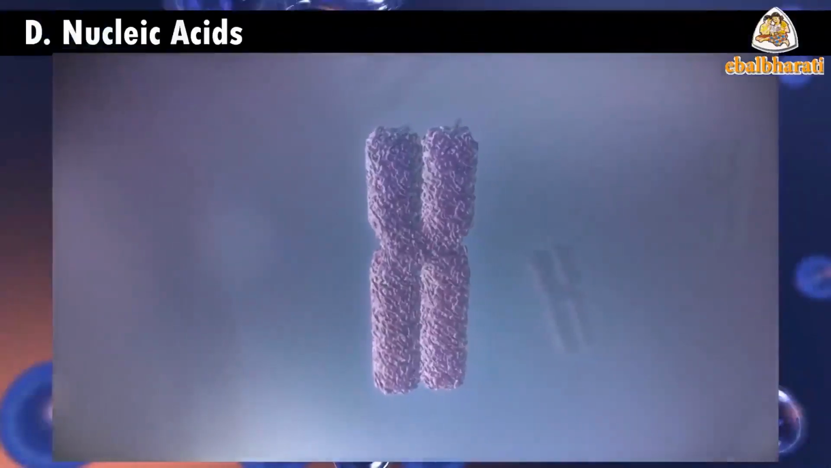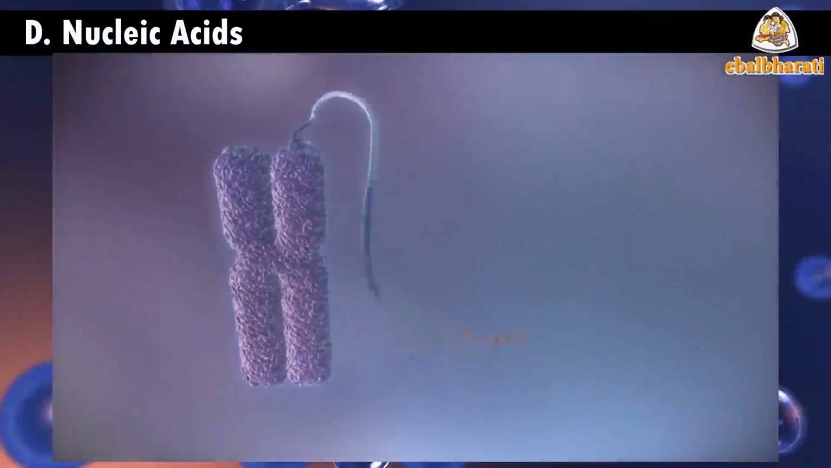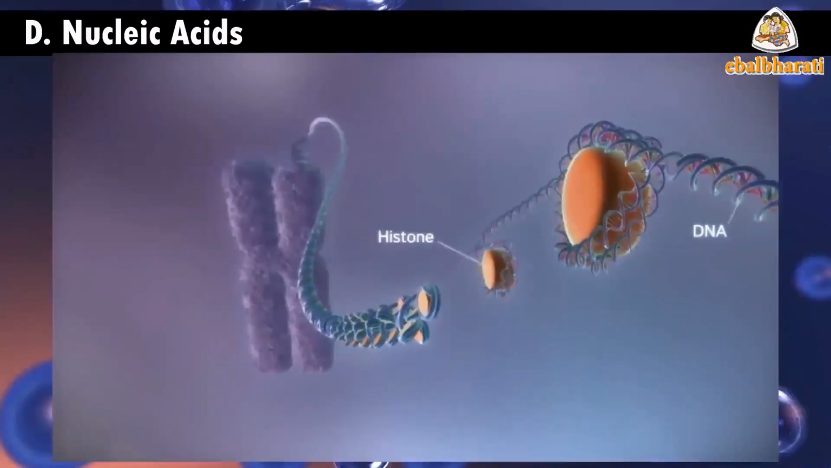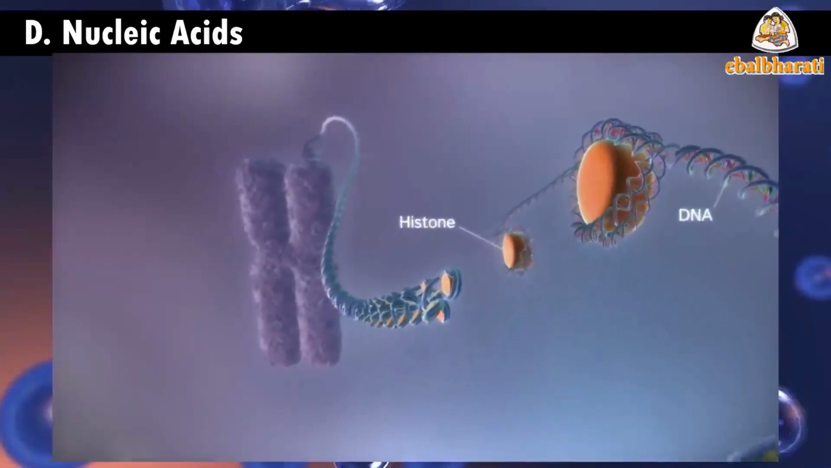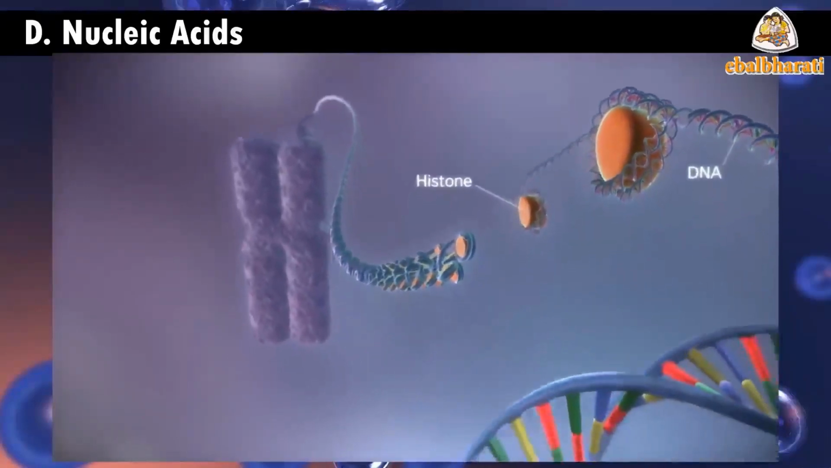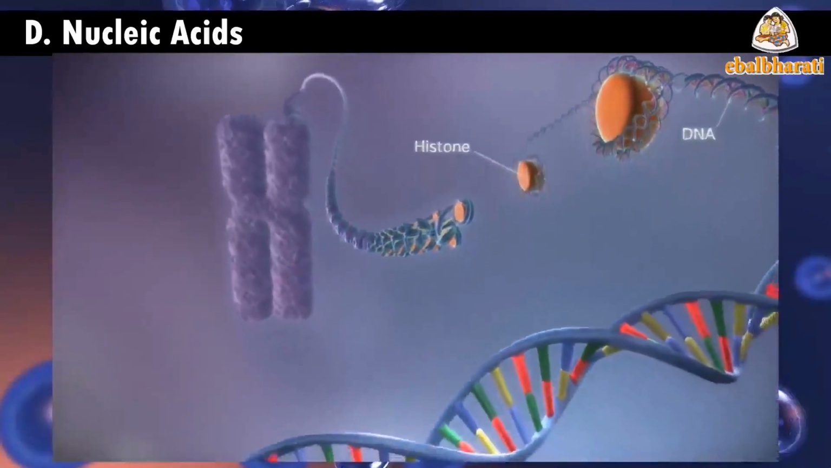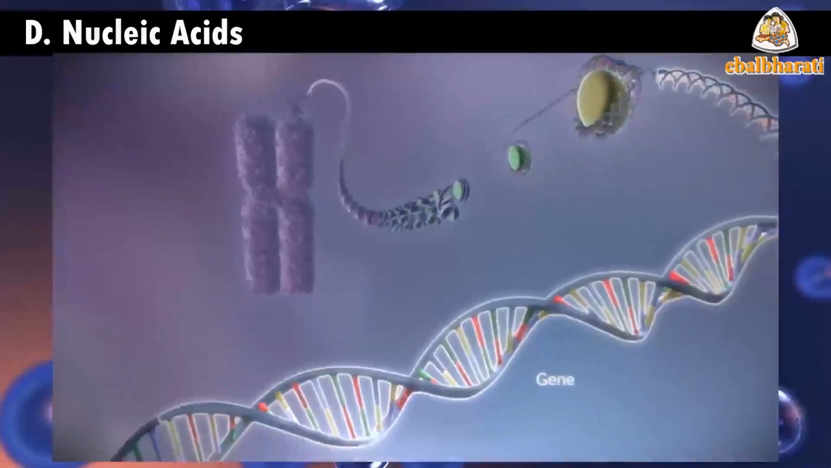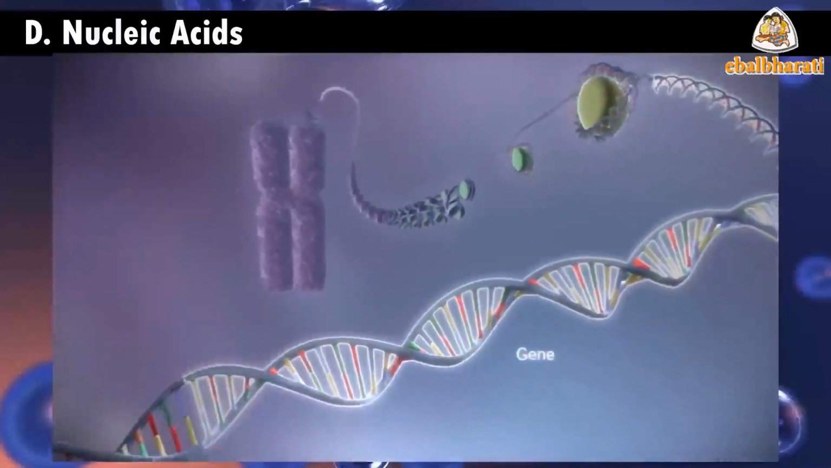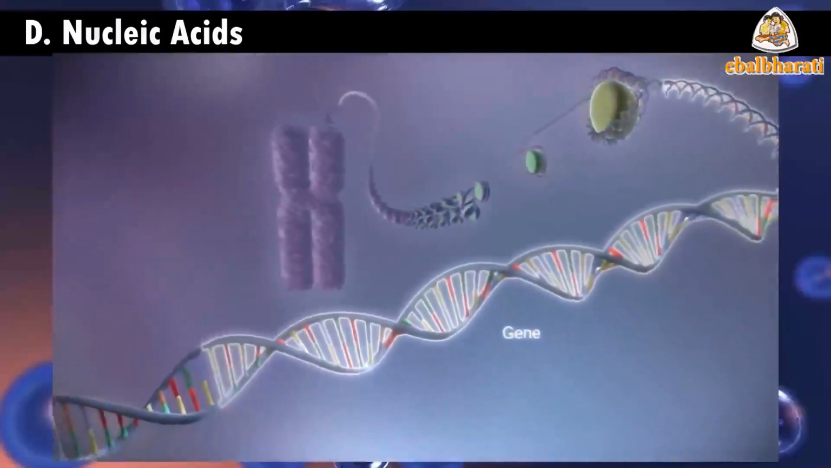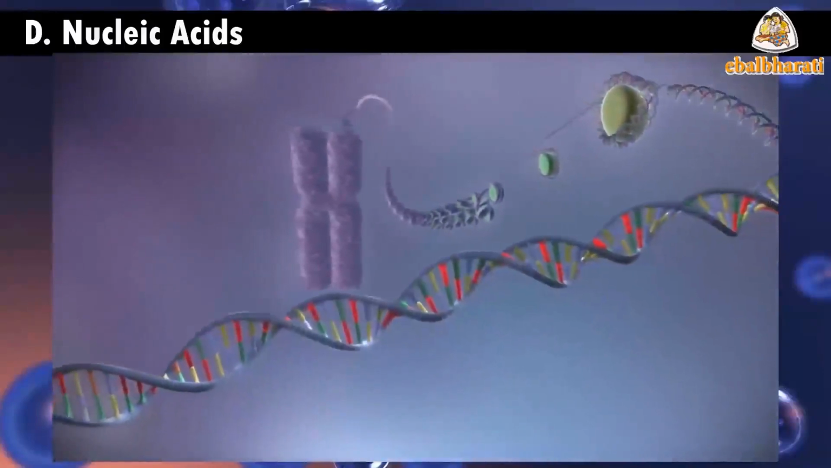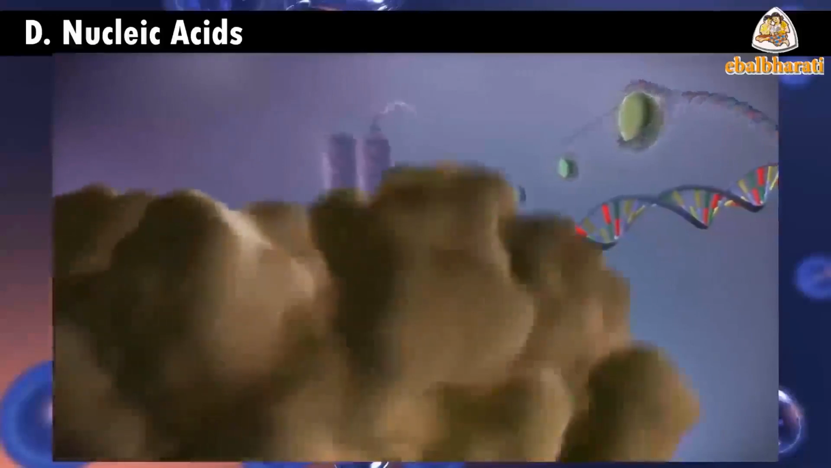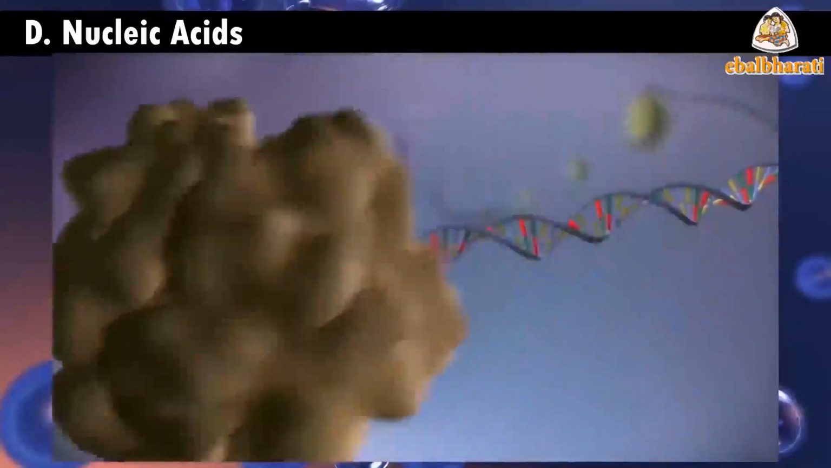D. Nucleic acids. Structure of DNA. DNA is a very long chain made up of alternate sugar and phosphate groups. DNA is composed of sugar molecule, phosphoric acid and nitrogen containing bases. Take a look at the figure of the DNA model. According to Watson and Crick, the DNA molecule consists of two strands twisted around each other in the form of a double helix.